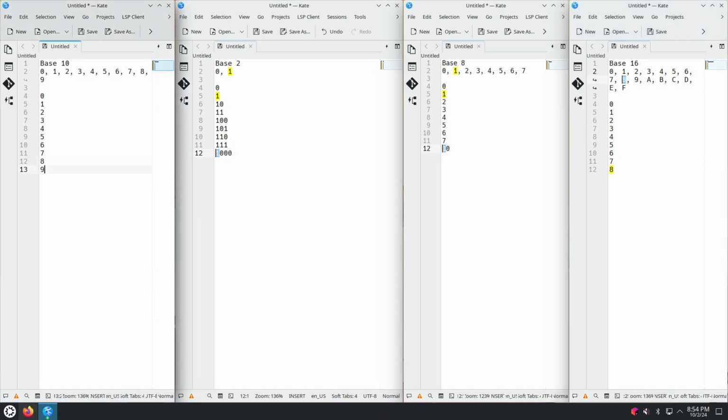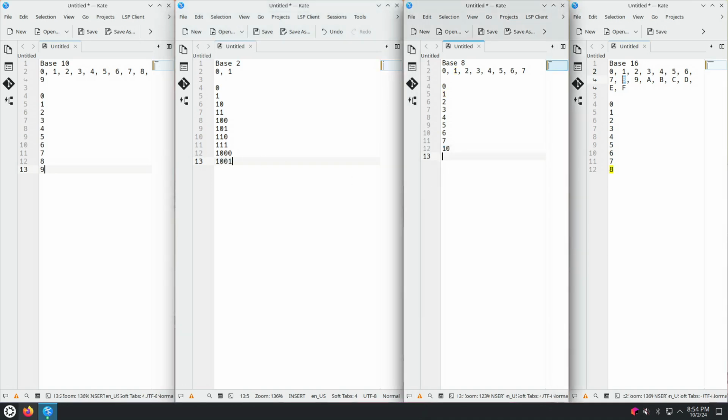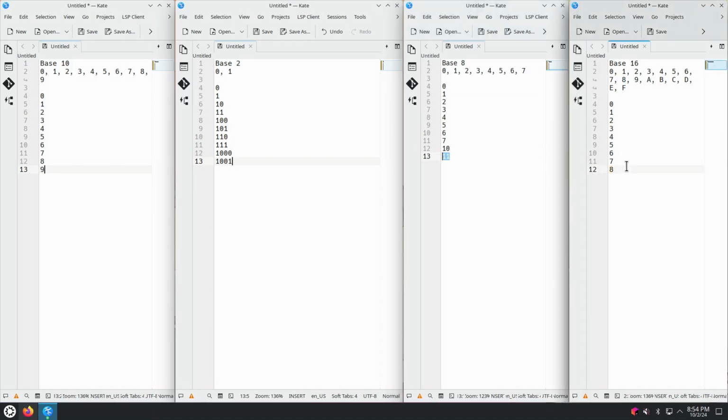Let's do some more. So 1 and 3 zeros, we increment by 1. 1011. So this is not 11, 11 is only in base 10. This is base 8, 11. And this is 9, because there exists a 9 in base 16.